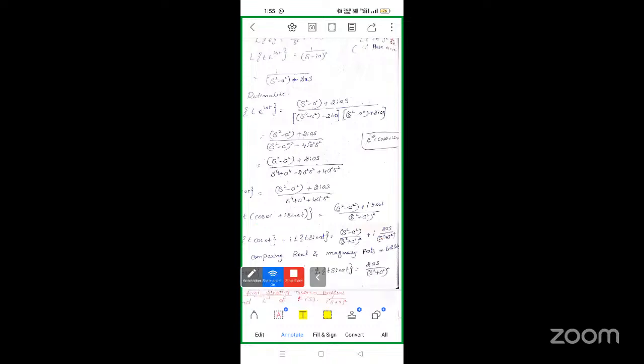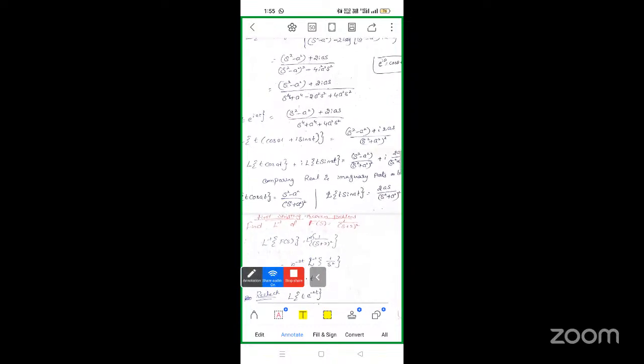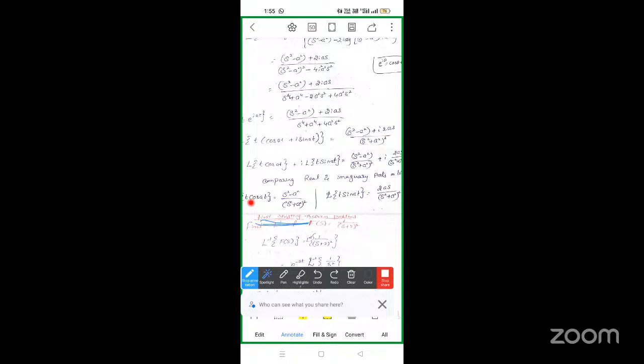So comparing both real and imaginary parts of the above equation, we are getting L of t into cos at is equal to the previous solution, s square minus a square by s square plus a square whole square. So this is the t into cos at formula. So multiplication by t of cos at. Here multiplication by t of sin at: L of t into sin at is equal to 2as by s square plus a square whole square. So these are the formulas for multiplication by t of sine and cosine.